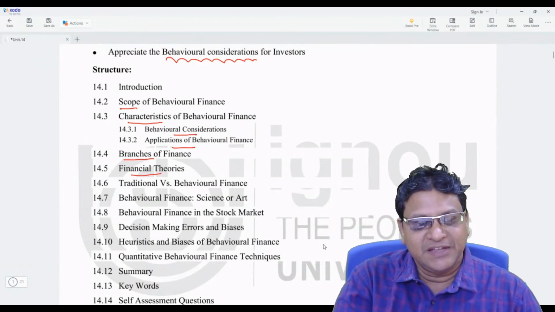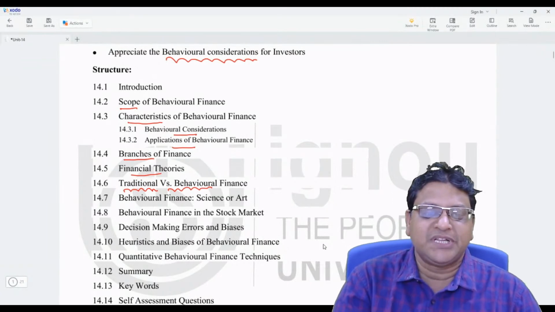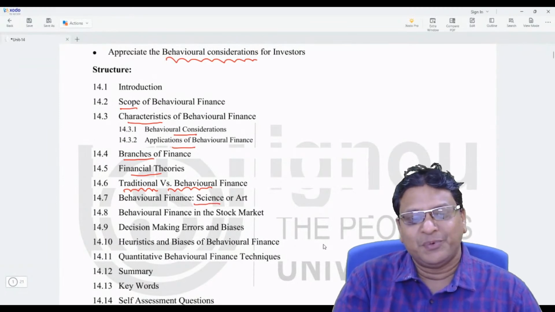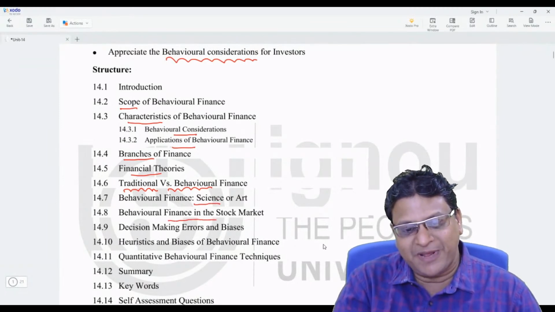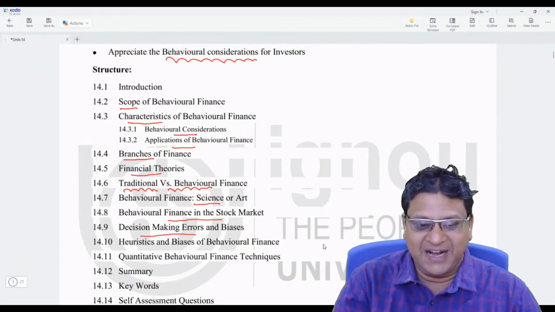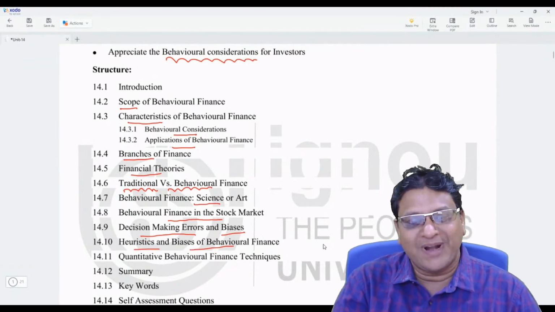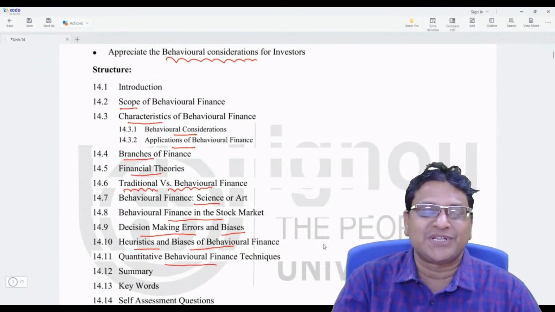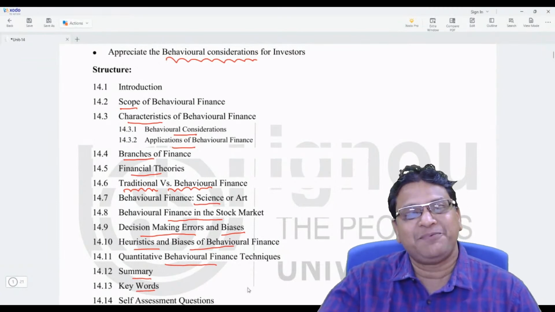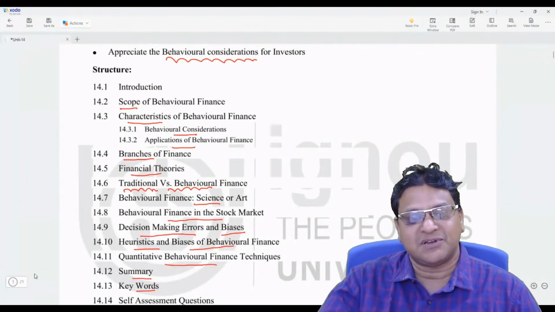We will make a difference between traditional finance and behavioral finance. Next, we will discuss whether behavioral finance is a science or an art. Then we will discuss application of behavioral finance in stock market. And we will discuss some decision making errors and biases. We will discuss heuristics, biases of behavioral finance, quantitative behavioral finance techniques. We will summarize our discussion. We will highlight some keywords and we will discuss some self-assessment questions. This will be the structure of our today's discussion.